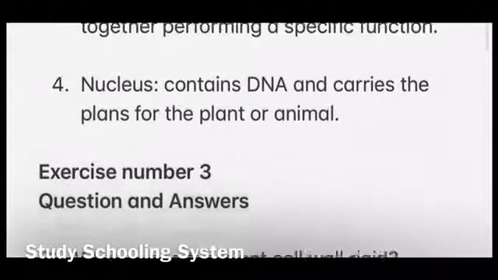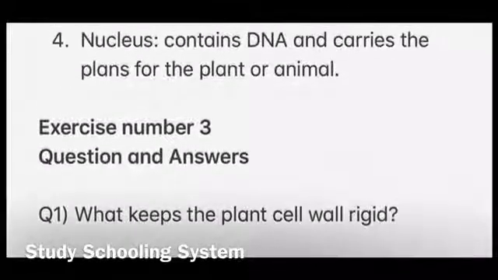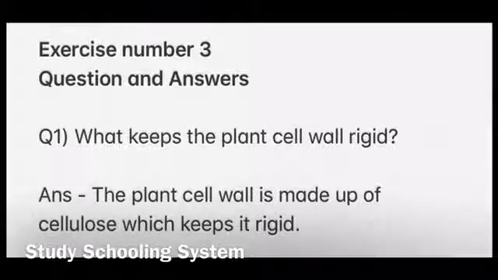And then you will write exercise number 3, questions and answers. Your first question is what makes up the plant cell wall? A plant cell has a cell wall and a cell membrane. So the question over here is asking what a plant cell wall is made up of that makes it rigid, right? The answer is the plant cell wall is made up of cellulose, which keeps it rigid.